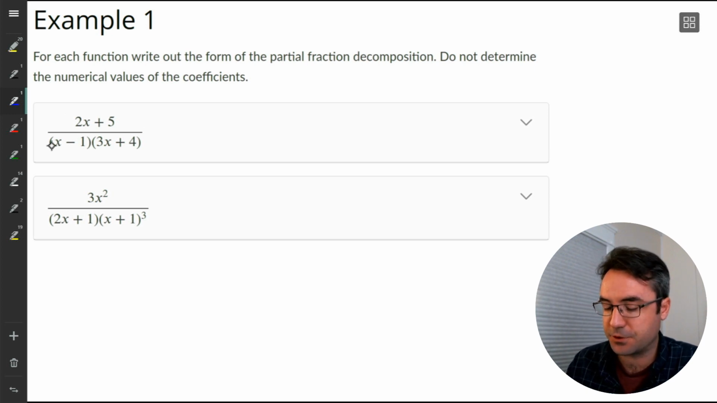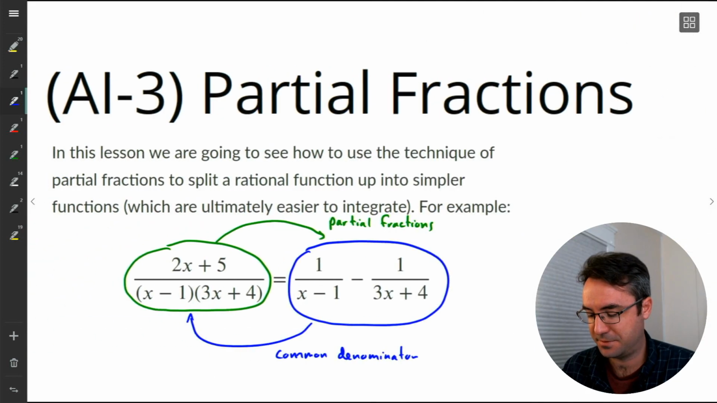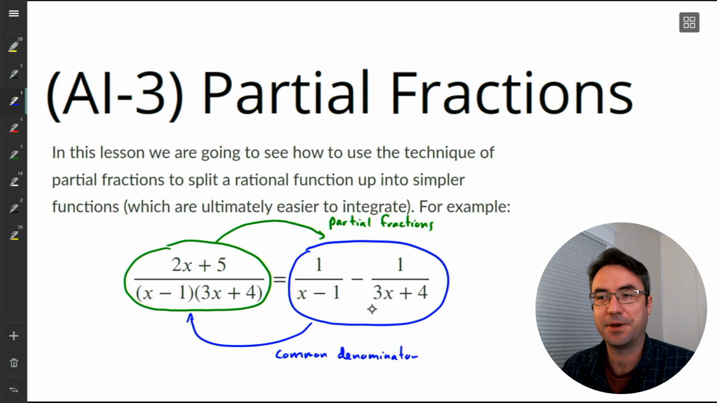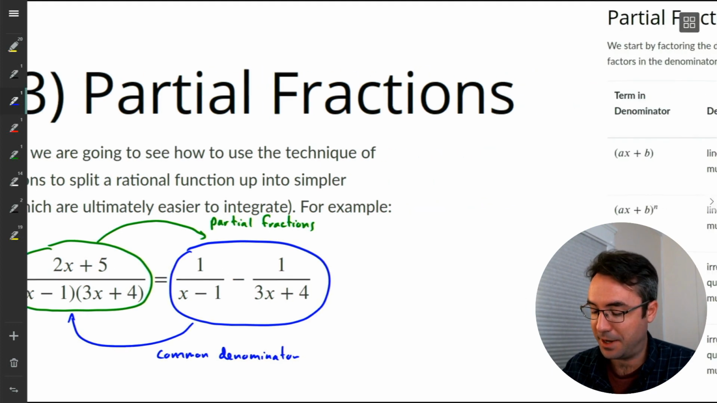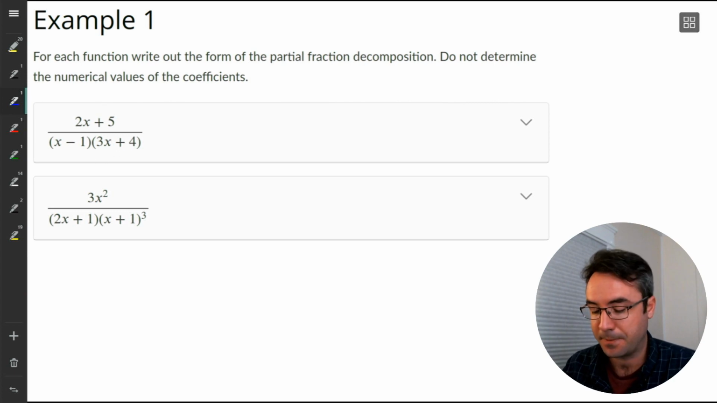All right, so let's start with this first one. We have 2x plus 5 over x minus 1 times 3x plus 4. So we have a rational function here. We kind of already know what the partial fraction is going to look like. But let's write out just the general form for the partial fraction decomposition. The denominator here is nice and factored already for us. So let's look at the first term that we see, and it's linear.